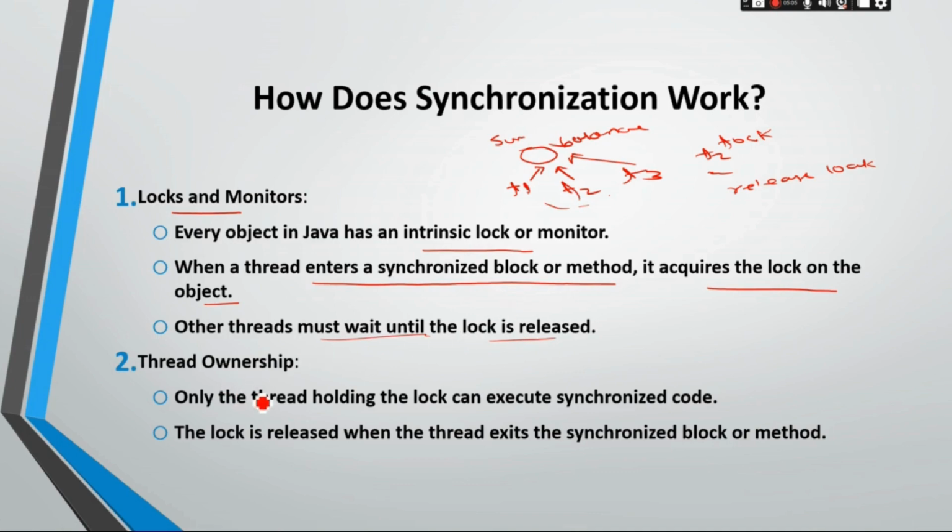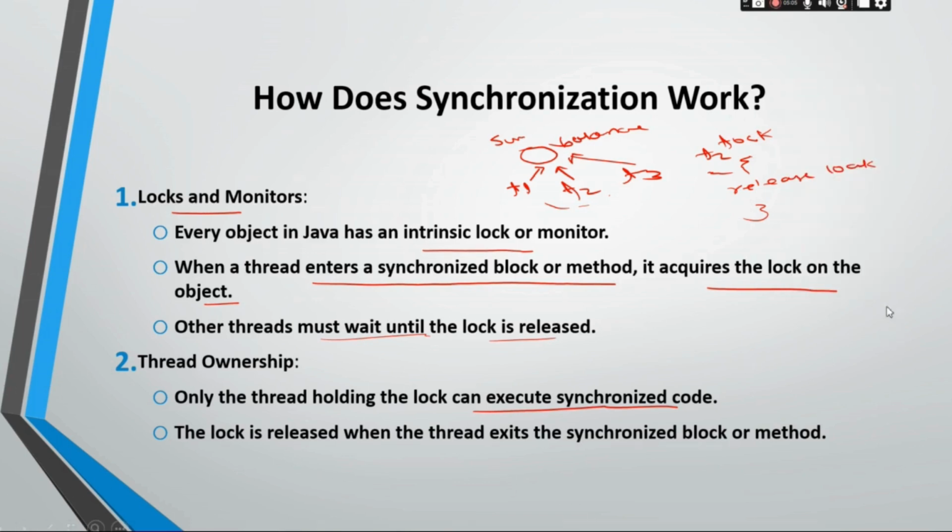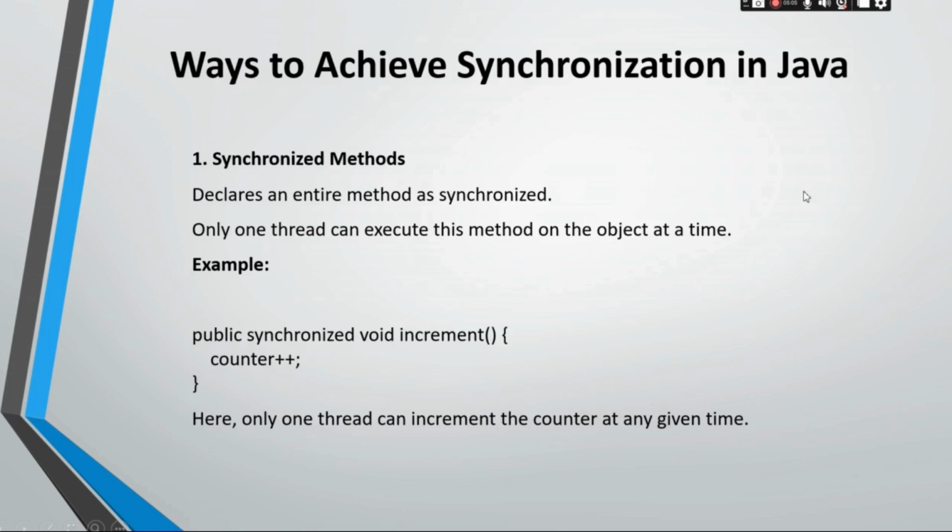Then thread ownership: only the thread holding the lock can execute the synchronized code. As I explained, in this case T2 was holding the lock, which is why it got the chance to execute. After it releases the lock, only then can the next thread execute and perform its operations. I hope you have got the idea about locks. Let us move to the next question.